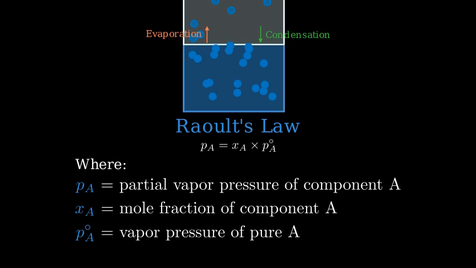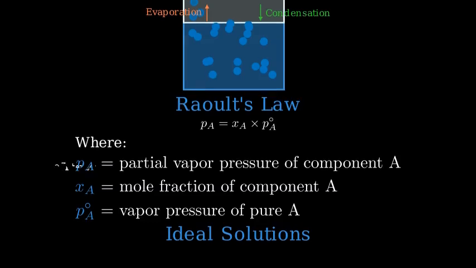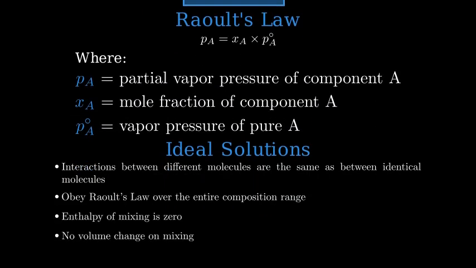First, let's discuss ideal solutions. An ideal solution is one where the interactions between molecules of different components are the same as the interactions between molecules of the same component. In simpler terms, in an ideal solution, each molecule behaves as if it were surrounded by molecules identical to itself.